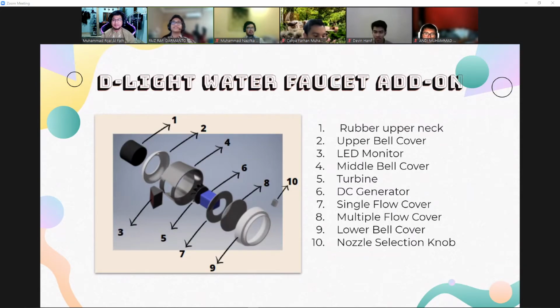Here we can see this is the exploded view of our product. Our product consists of 10 different parts, which form the finished product as an assembled product itself. Next.